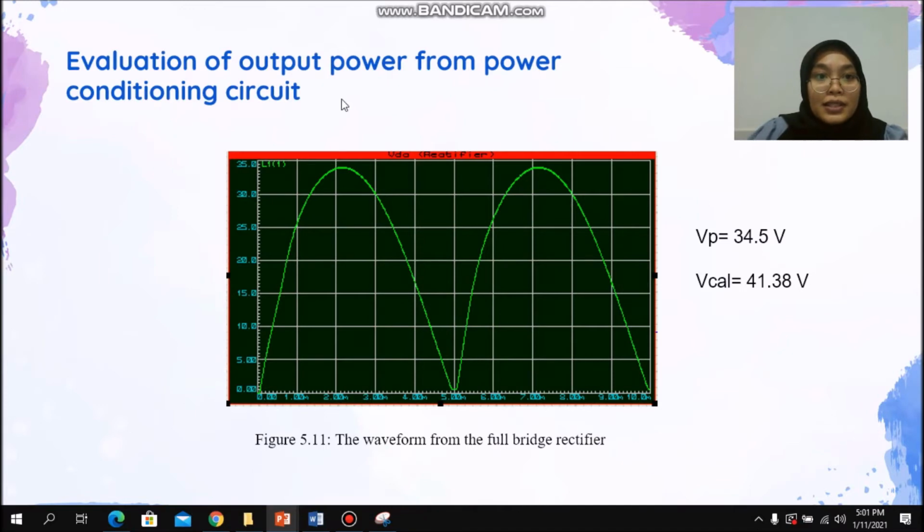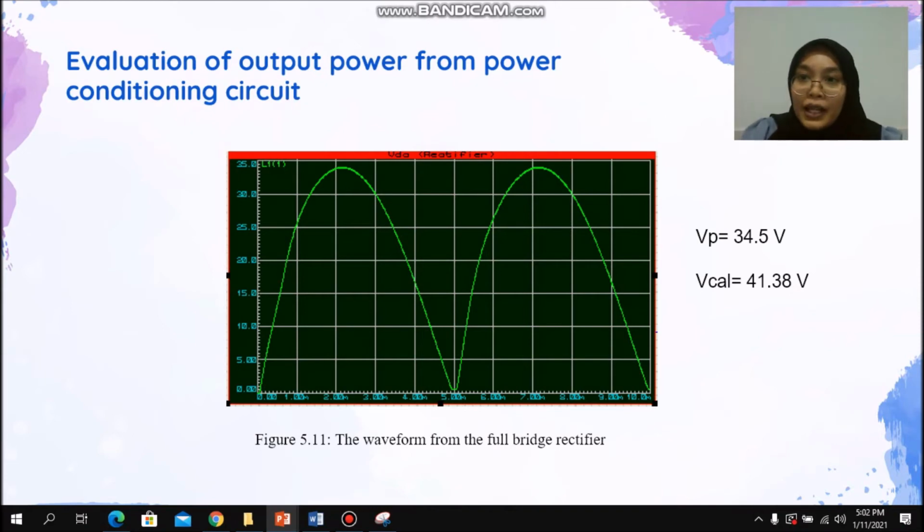Okay, so we see that the first one is the VDC from the full bridge rectifier. As we can see, the output voltage is 34.5 volts. To prove this value, we compared it with the calculated formula, which is VDC equals 2 Vp over pi. The value is around 41.38 volts.